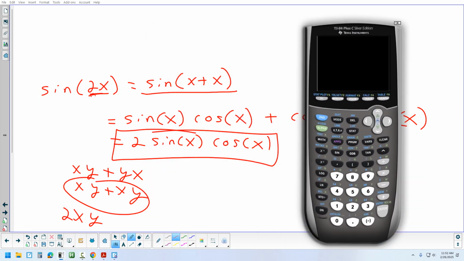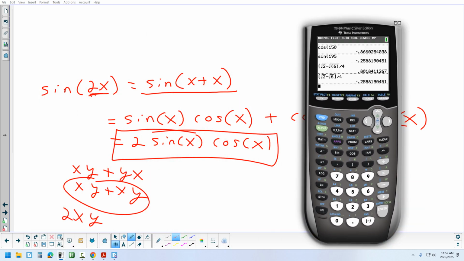Let's try it with a number. Somebody pick a number for x. 30. So if I take the sine of, if I fill in 30, 30 times 2 is 60. Okay, that's the sine of 60. Now, let's do 2 sine, you said 30, right? 2 sine 30, cosine 30. I'm typing it in the way it's in that box. It's exactly the same thing. So this shows you how to get rid of a 2 inside there.